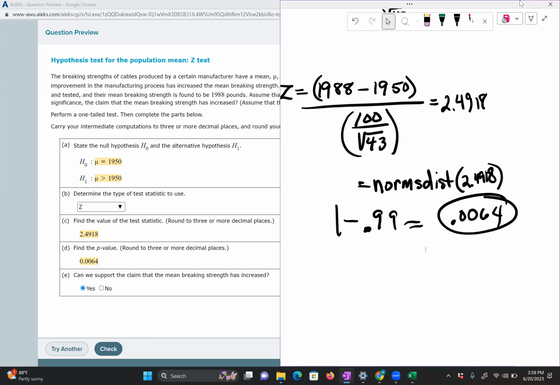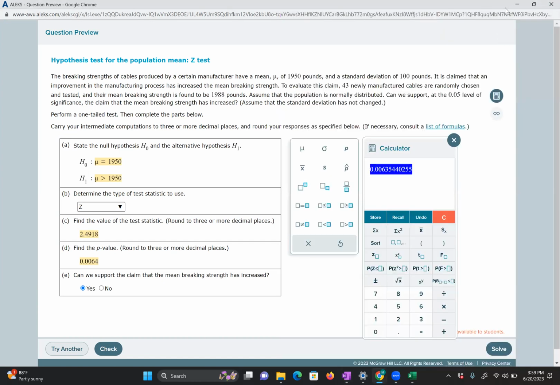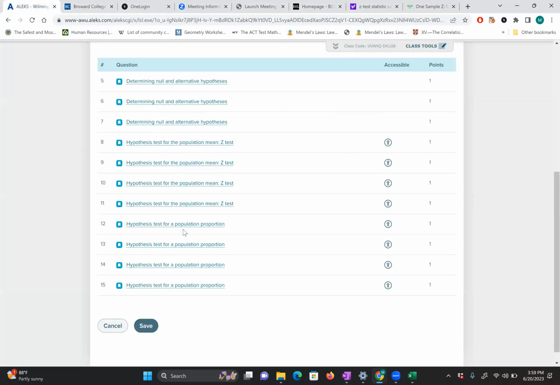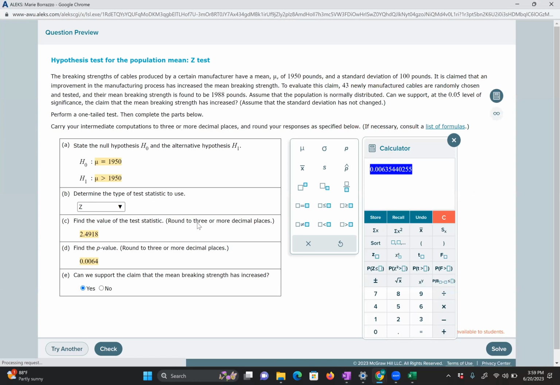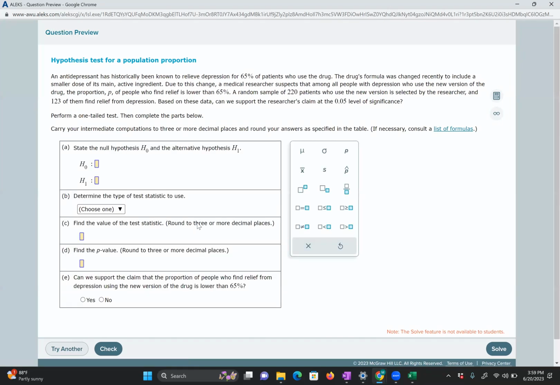All right, let me see if I can narrow this down. Let's pare this down again, and let's take a look at proportions. These questions are very easy, they can just be confusing if you don't write down what they're referring to. Okay, so we're going to start with the antidepressant.